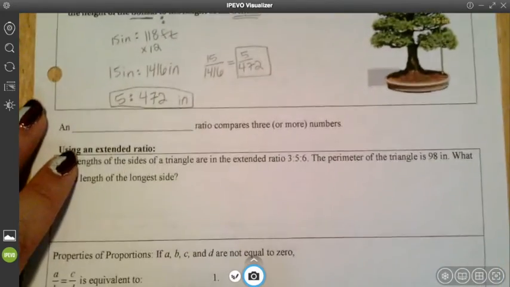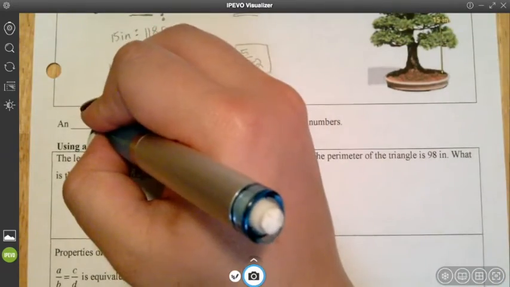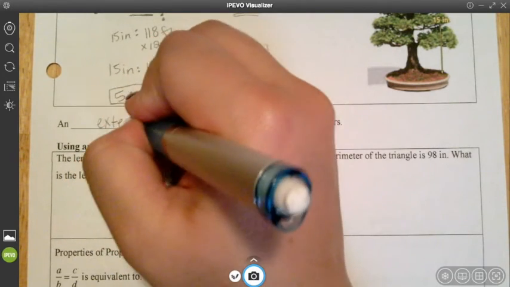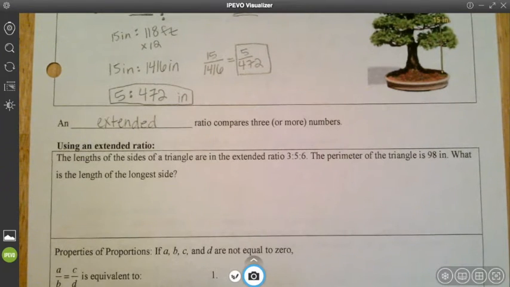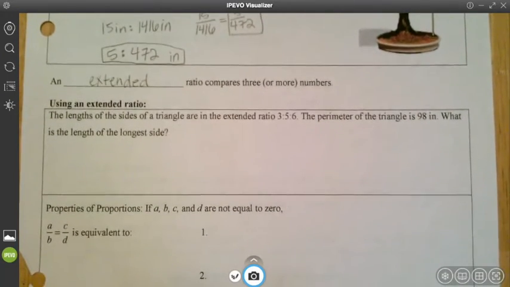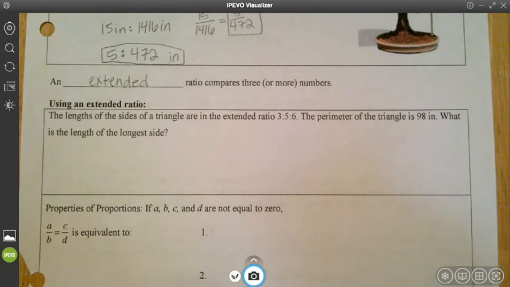Another type of ratio is called an extended ratio. That means we're not just comparing two values, but more than two values. This is what we'll be using for a lot of our new information for this chapter, comparing triangles. Triangles have 3 sides, so we will use extended ratios a lot.